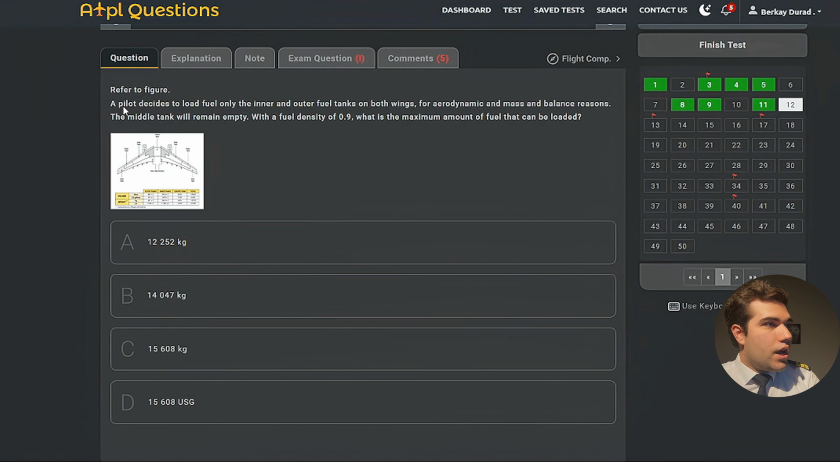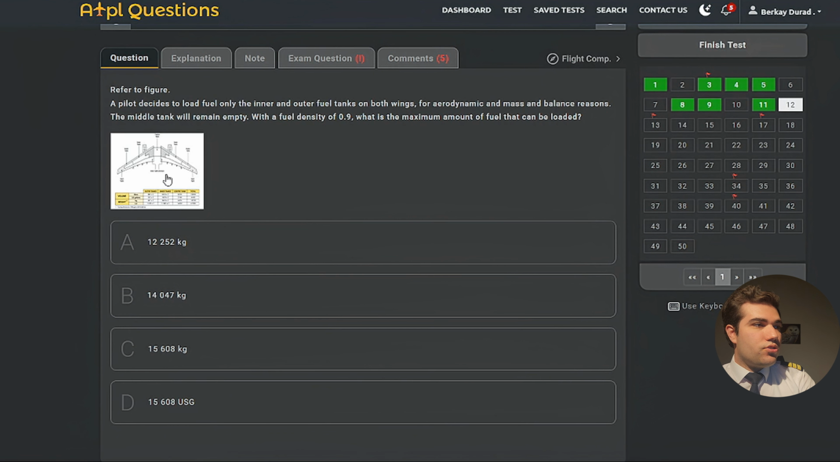Alright. A pilot decides to load fuel only in the inner and outer fuel tanks on both wings. For aerodynamic and mass and balance reasons, the middle tank will remain empty, with a fuel density of 0.9. What is the maximum amount of fuel that can be loaded?